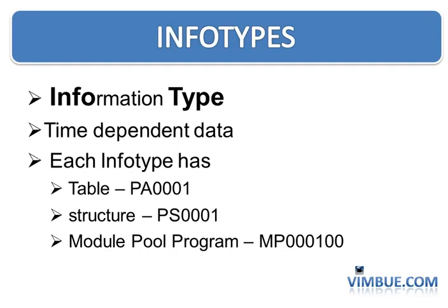Info type will be a module pool program which will have a screen which will facilitate you to save the values into the table at the back end. So it will be a mix of two things, majorly the module pool program and the table, which holds the data for that particular type of information. And that module pool program helps or facilitates you to save the data into that table.